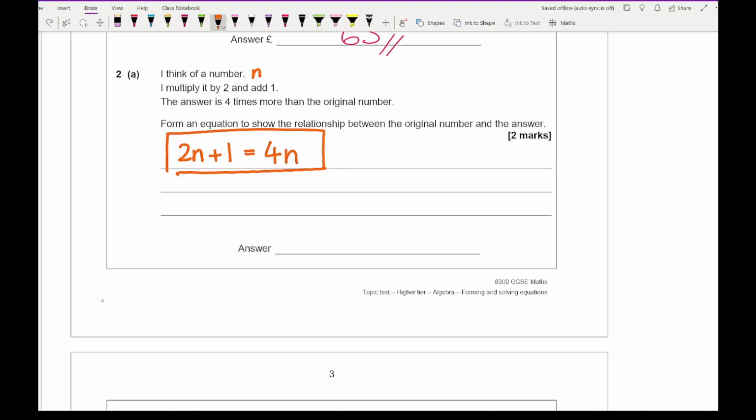Now if you chose a different letter, that's absolutely fine, but you should definitely end up with 2 something plus 1 equals 4 something. And you can write that in either way.